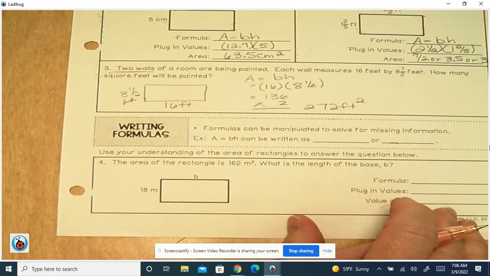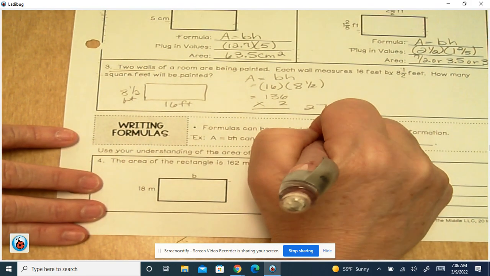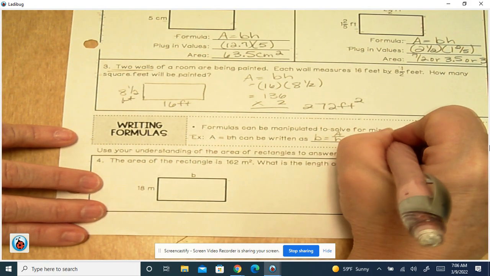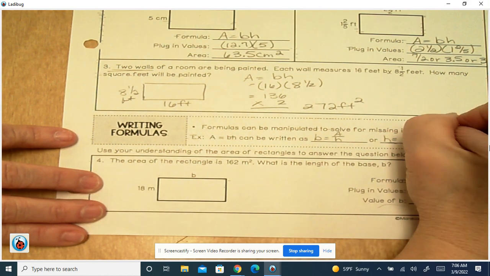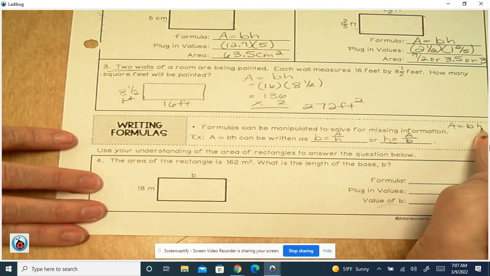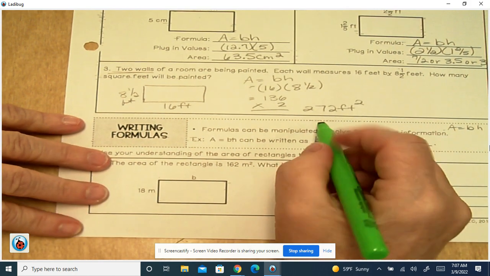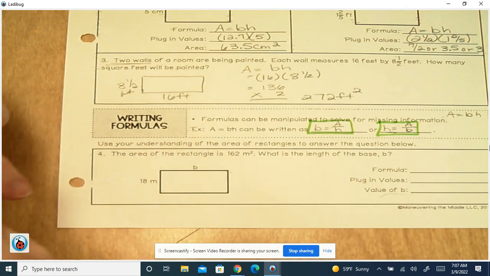When you're writing, formulas can be manipulated to solve for missing information. Example: A equals BH can be written as B equals A over H, or H equals A over B. You're manipulating that formula, A equals BH. And if we're looking for the B, we've got to divide by the H. And if we're looking for the H, we've got to divide by the B, which we did in these two places. So be sure that you can manipulate formulas. It looks just like an equation and what you would be moving.